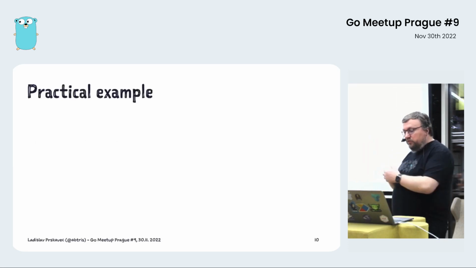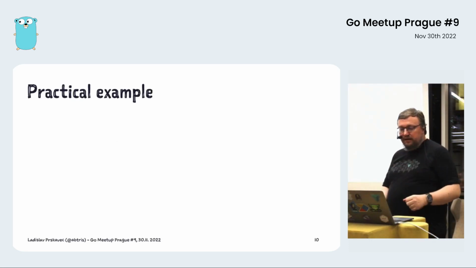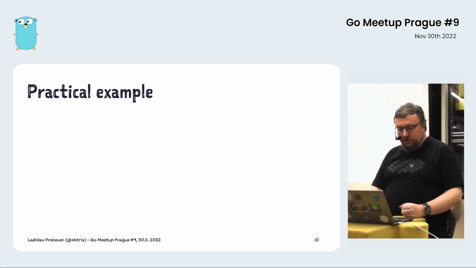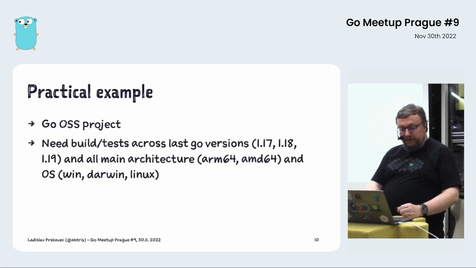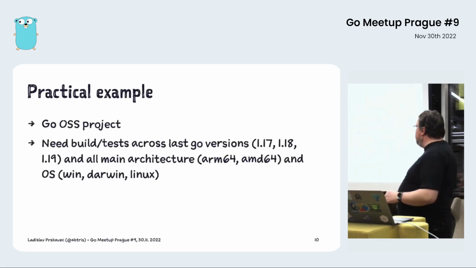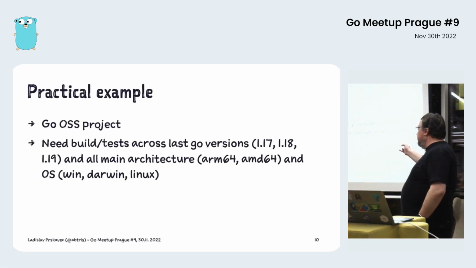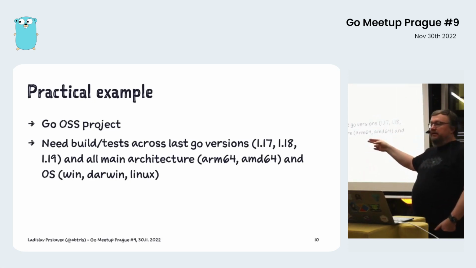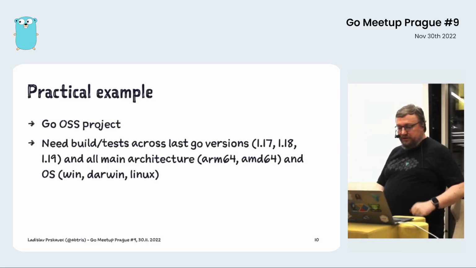I will go with a simple example where I compare GitHub Actions and Dagger implementations. I have the Go OS open source project. It's very simple, and I need to test it on the last 3 versions of Go, and I can test on ARM and AMD. It's a CLI, so I need cross compilation across all major operating systems.